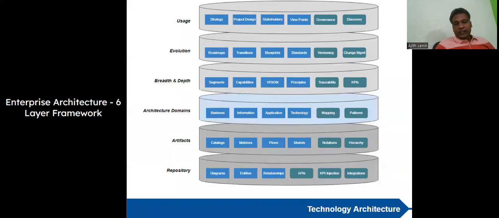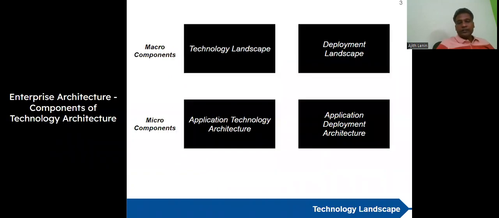We've been looking at the six-layer framework that I introduced to establish enterprise architecture practices. And the last few weeks, we've been spending time on the architecture domains layer. Last week, we looked at the application architecture. This week, we'll take a look at the technology architecture, and that would close the architecture domains layer as such. So let's get into the technology architecture and look at what are the components of the technology architecture.